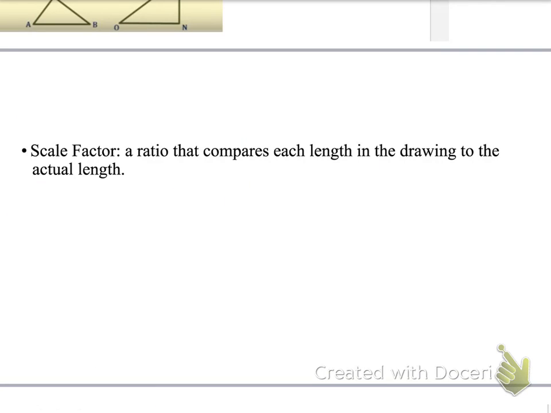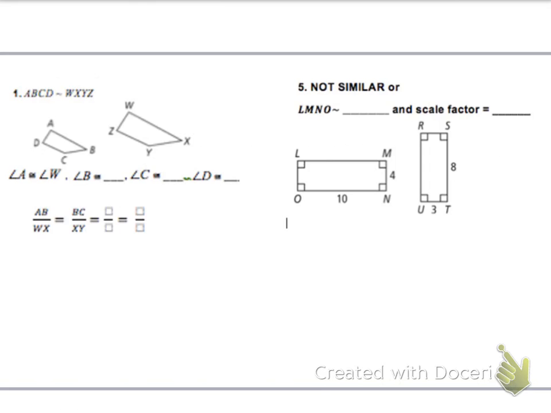Okay, so scale factor, a ratio that compares each length in the drawing to the actual length, so we're scaling it by an actual length. So if I multiply by 3 on one side, I multiply by 3 on all of my sides to make it fatter. Okay, so I've got this little picture here. So remember, it's all written respectively in here. So A matches with W, B matches with X, C matches with Y, D matches with Z.